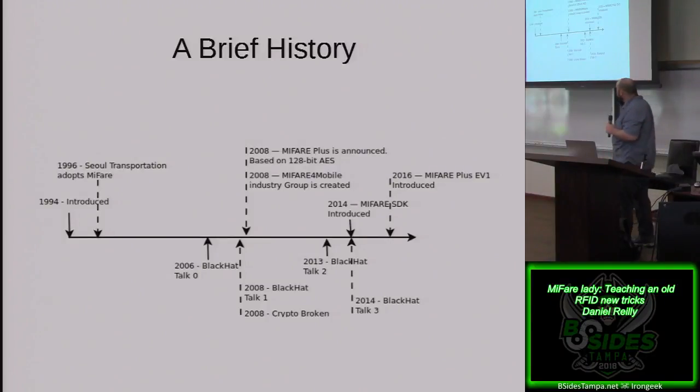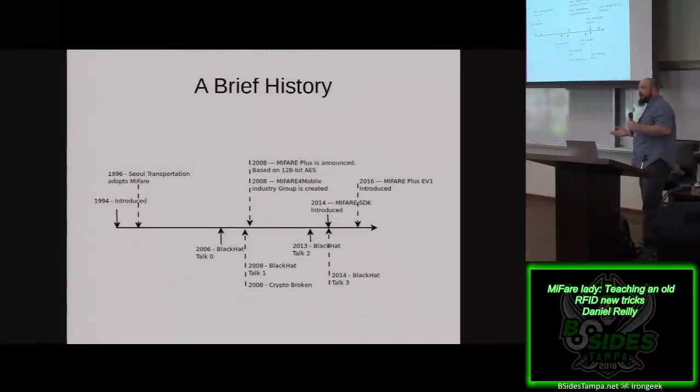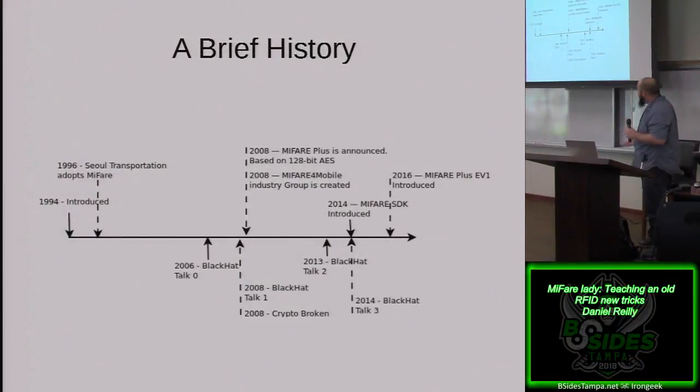All right, so this is a very brief timeline of how I've kind of picked apart the Mifare spec. In 1994 they introduced the spec with the Crypto 1 cryptography, and within 2 years it was picked up by Seoul, South Korea as their main transportation card for carrying fares. So then there's this huge gap where apparently nobody was doing anything to secure it, because then in 2006, the first Black Hat talk was released, which did a partial algebraic analysis of Crypto 1 and reduced the key space.